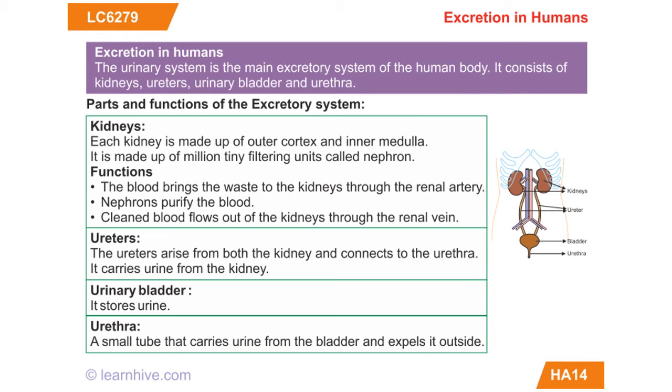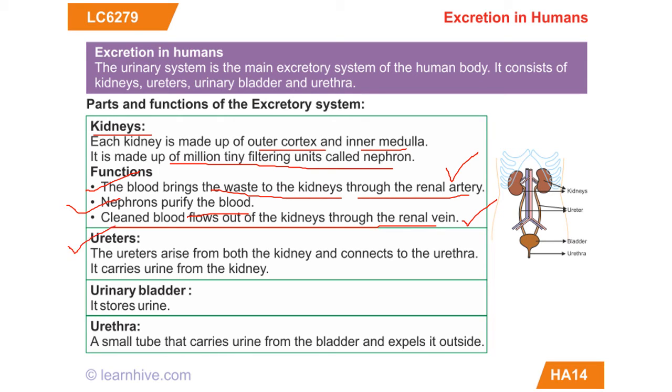Again, let's talk in detail about the kidney. Kidney is made up of the outer cortex and the inner medulla. These are the inner parts of the kidney, and it contains millions of filtering units called nephrons. And what is the function of the kidney? The blood brings the waste to the kidney through the renal artery, and the nephrons present inside the kidney purify the blood. It cleans the blood, which flows out of the kidney through the renal vein. Okay, what happens with the renal artery? Blood comes in along with waste and, after being purified, goes back out through the renal vein.